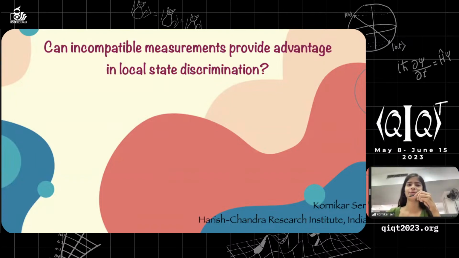Thank you for giving me the opportunity to present my work here. The title of my talk is Can Incompatible Measurements Provide Advantage in Local State Discrimination? The one word answer to this question is yes, incompatible measurements do provide advantage. But I'm not going to leave you with just this one word answer. In this talk, I will discuss which type of state discrimination tasks I'm talking about, and which type of advantage, or what amount of advantage, you can get.